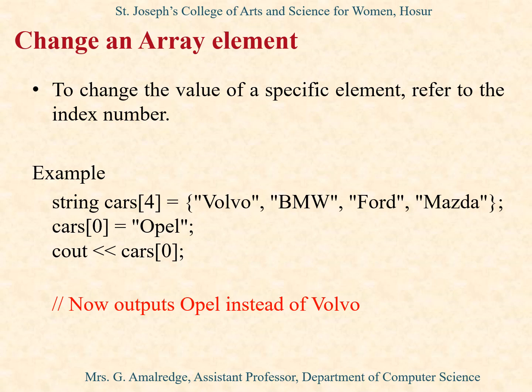Change an array element. It is possible to change the value of a specific element with the help of the index number. Here is an example. In this example, the first statement stores 4 string values in the array cars. In the second statement, we change the value of the 0th index to Opel. In the third statement, we print the 0th element, that is our new element, to the console. Now we get the output Opel instead of Volvo.